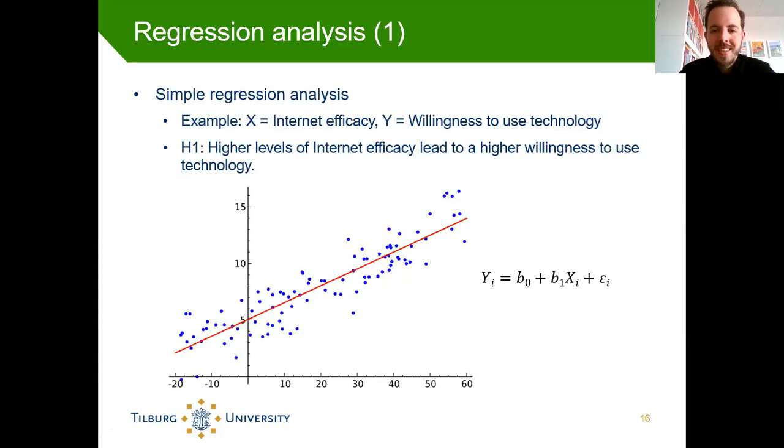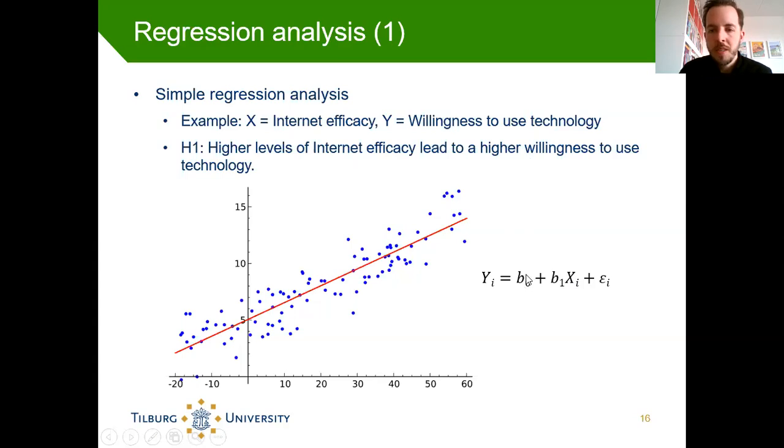So I know some of you might get scared by seeing formulas. Actually, those formulas are not super important on the one hand. On the other hand, here, they are relatively easy to understand, actually. So here what this means basically is, this is a description of this red line. Y simply stands for your outcome variable. So here, the willingness to use technology. X simply stands for your other variable, internet efficacy, which is also called your predictor. Can we predict people's willingness to use technology on the basis of their internet efficacy? So this is a predictor.